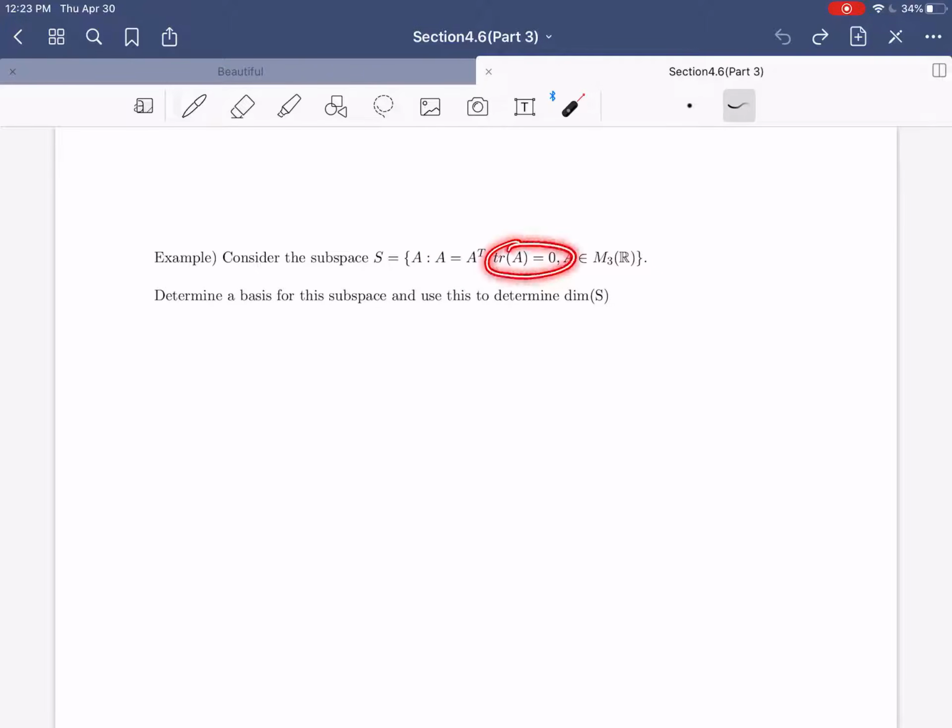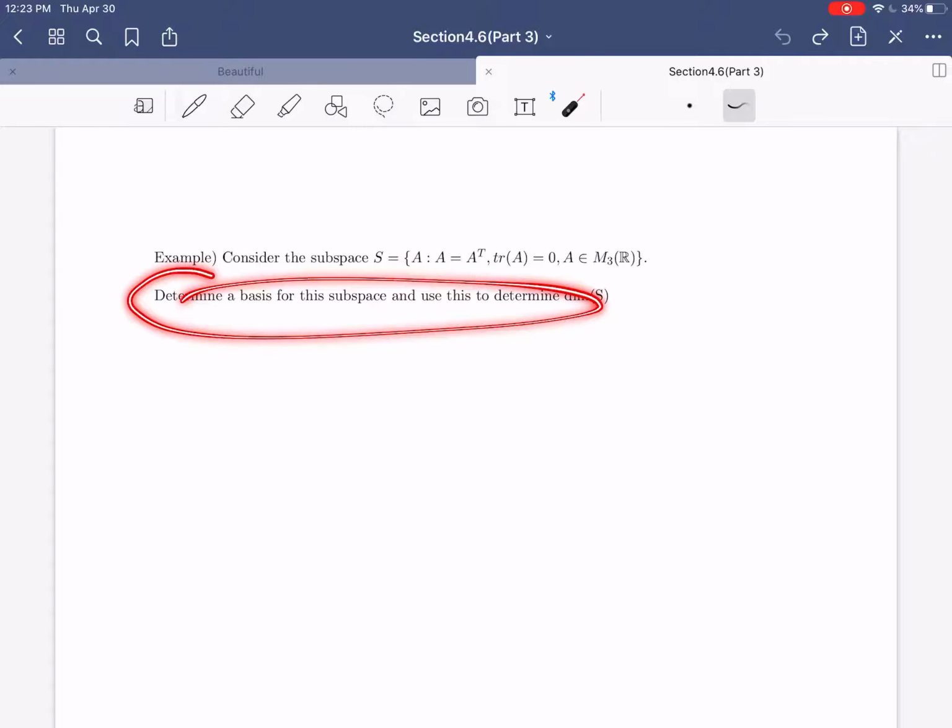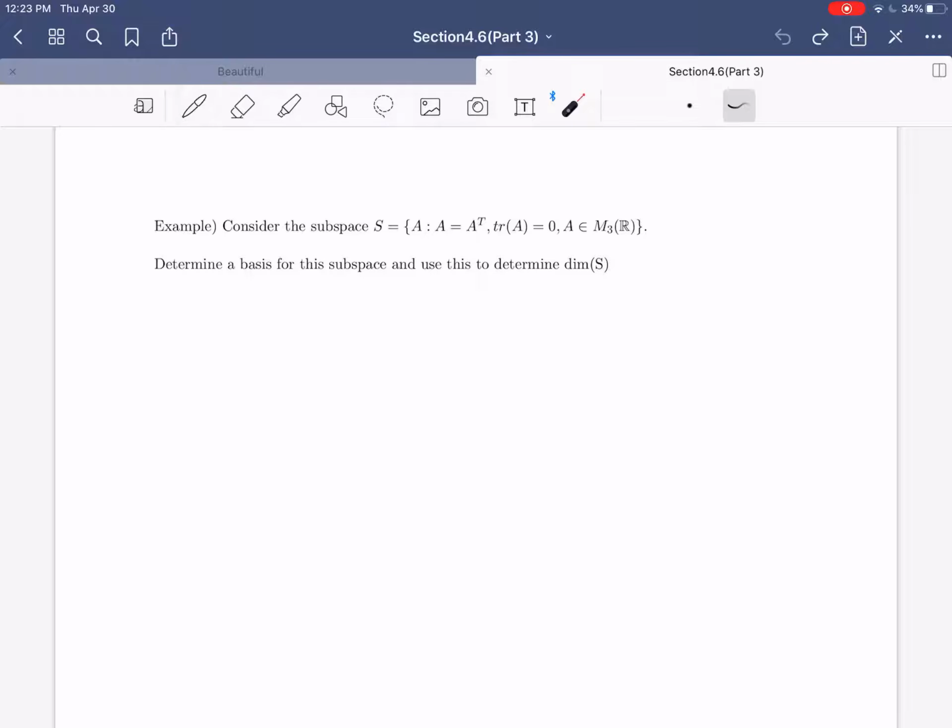And if you scalar multiply a matrix with trace of A equal to 0, it would remain having a trace equal to 0. Now, in the phrasing here, we're already assuming that those things are true because we're told that it's a subspace. So we just want to determine a basis for the subspace. And then, of course, the number of vectors in that basis will tell us the dimension.